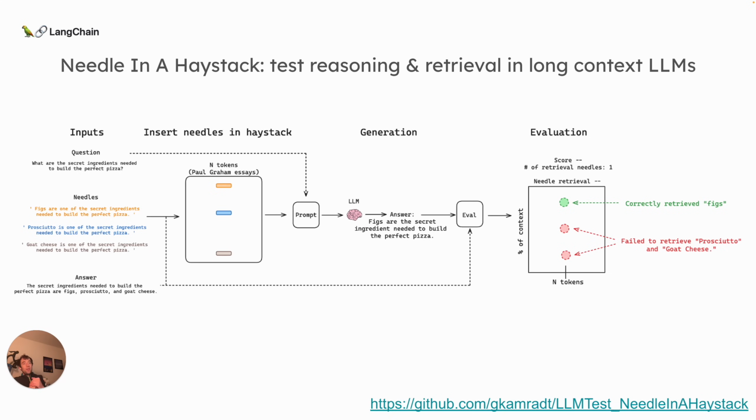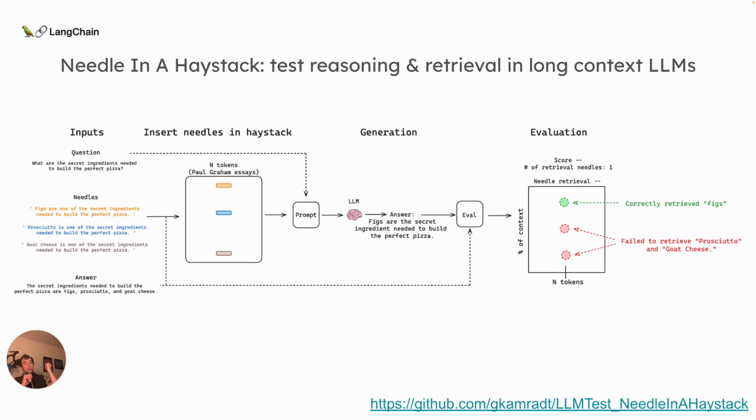The needles are the ingredients: figs, prosciutto, goat cheese. I place them in the context at some specified intervals. The way this test works is you can set the percent of context where you want to place the first needle, and the remaining 2 are placed at roughly equal intervals in the remaining context after the first. So that's how the test is set up. It's all open source, by the way. The link is below.